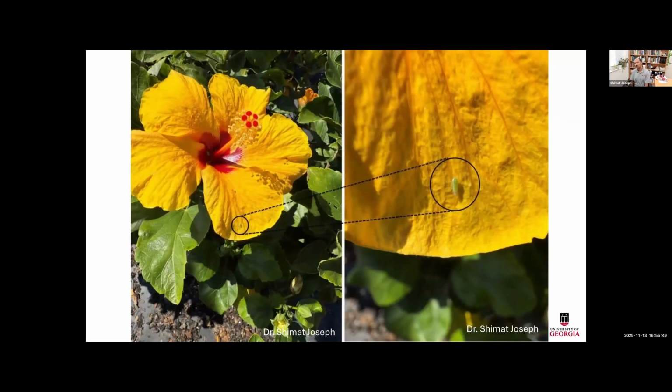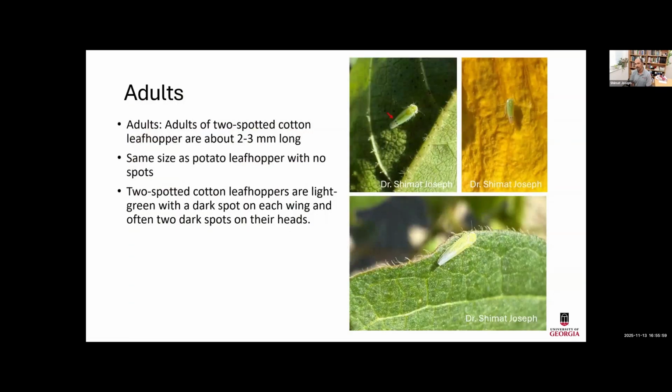Now getting to talk about the insect itself. As you can see, the insect is very small. They are very tiny, about 3 millimeters in length. The adults also have two spots here. That's very unique. We don't have any leafhopper with that characteristic. So if you see a leafhopper about 2 to 3 millimeters long with two spots, that basically means it is an invasive. That's what we know at this point. There are potato leafhoppers of about the same size, but you will not see the spots. This one is not potato leafhopper.